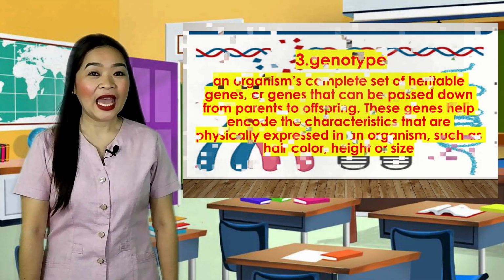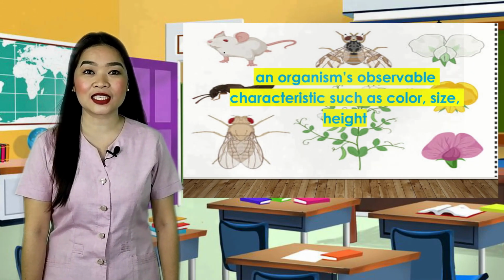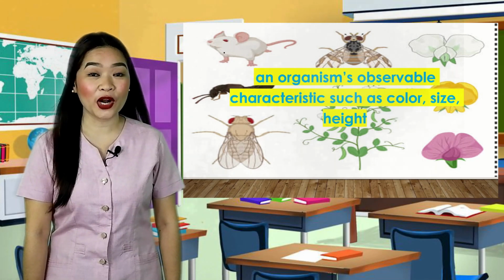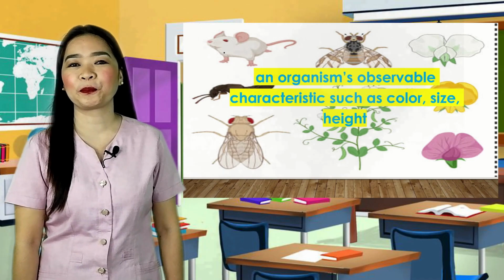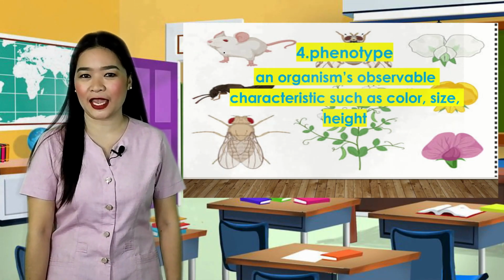Number 4, an organism's observable characteristics, such as the color, the size, and the height. The word starts with the letter P and ends with the letter E. That's right. The word is phenotype.